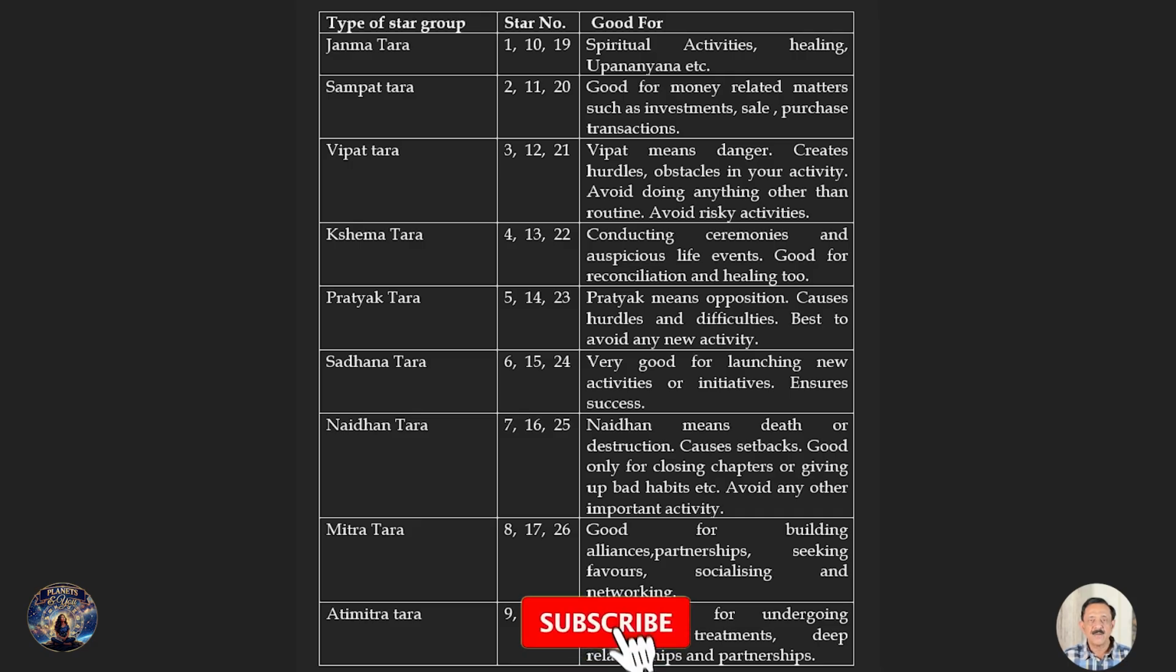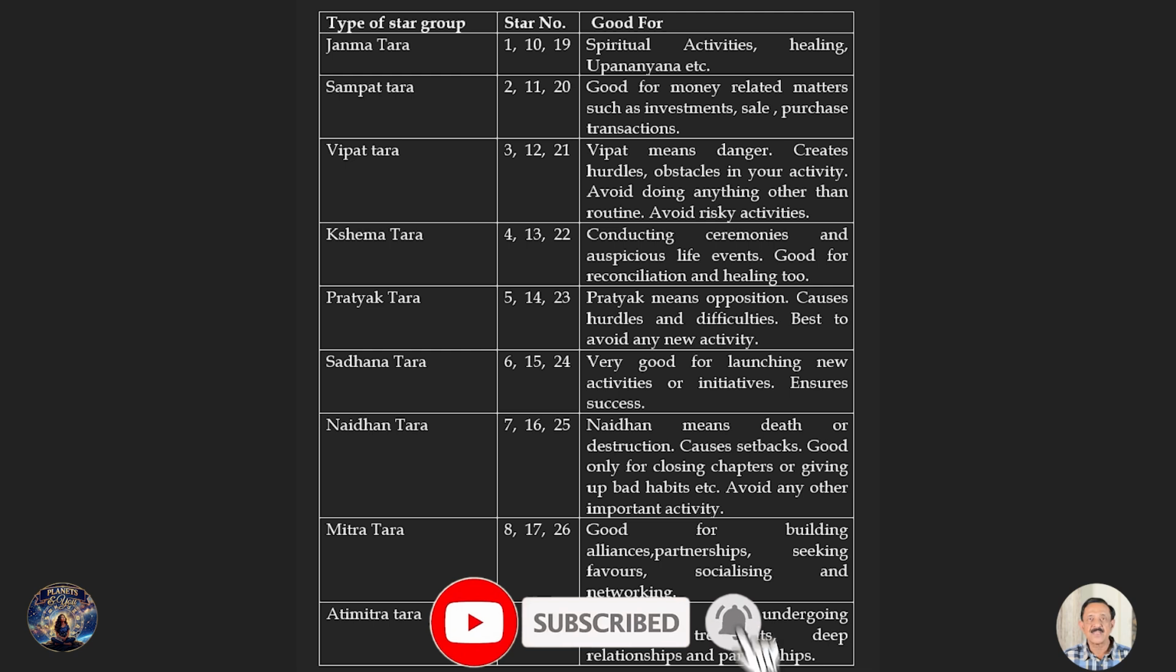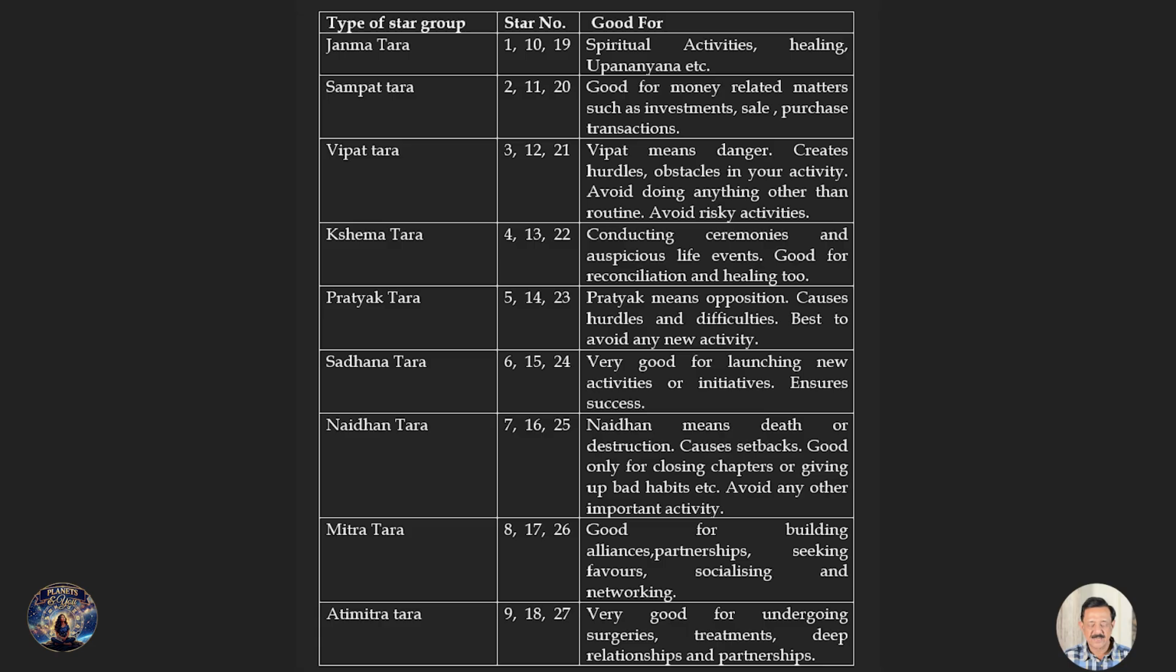Next category is Pratyak or Pratyari Tara. Pratyak means opposition, enemy. These are 5, 14 and 23 nakshatras. Pratyak means opposition, causes hurdles and difficulties. Best to avoid any new activity when these stars are prevalent. Next category is Sadhana Tara. These are 6, 15 and 24. This sadhana means achievement or success. These are very good for launching new activities, new projects or initiatives. These nakshatras will ensure success.